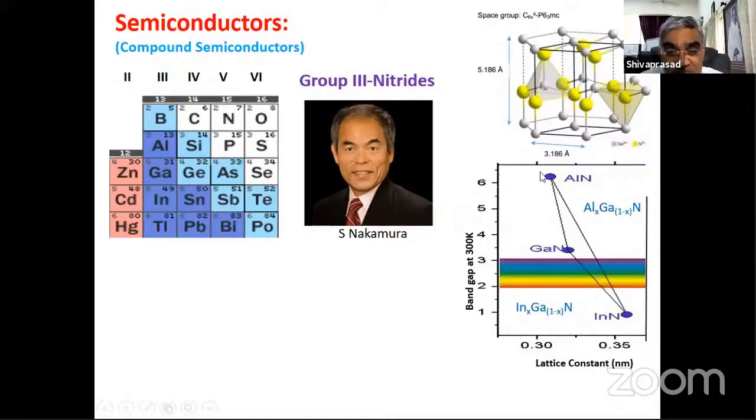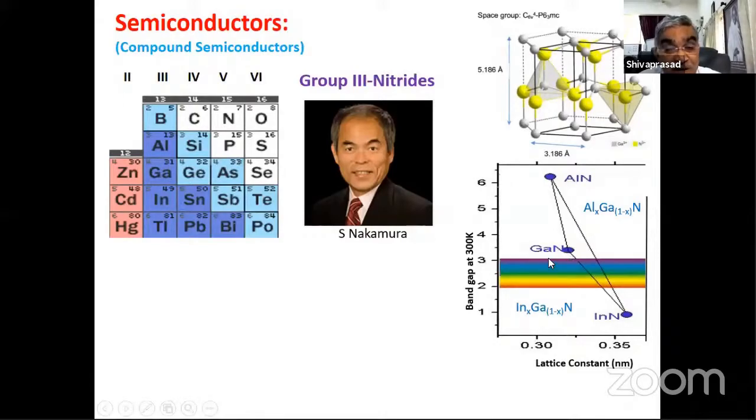So now you look at this very interesting band diagram. What you're plotting along the y-axis is the band gap of that material, and along the x-axis is the lattice constant. Lattice constant means the distance between atoms arranged in that material. The distance between the two atoms which are arranged in that material is called the lattice constant. Forget about the lattice constant at this point of time, but just see here, this is gallium nitride. It has a band gap of 3.4 electron volts.